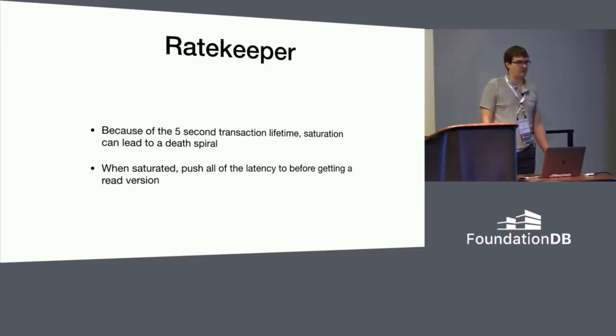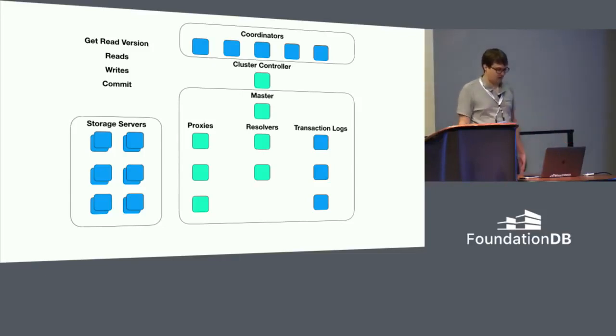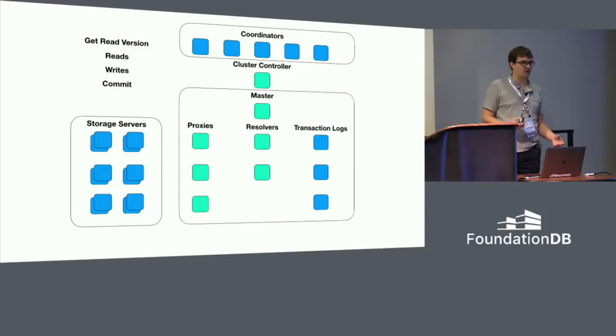The idea is that when we're in saturation, we're going to build up all of the latency before we get the original read version to our request. So, back to the diagram, when you start a transaction, your 5-second limit really only starts from the moment you get a read version. Basically, you have to commit within 5 seconds of getting that version.